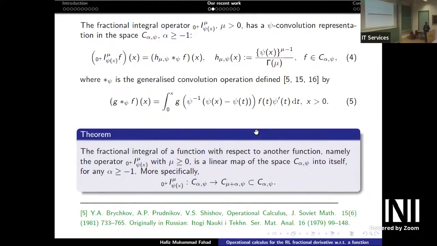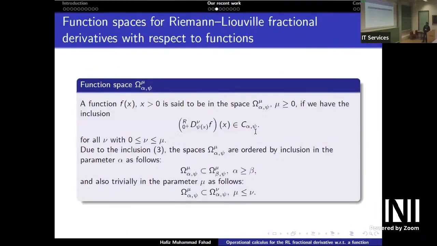Next, we have another important result which says the fractional integral of order mu with respect to a function psi maps the space C alpha psi in itself. Next, we define an appropriate function space for the fractional derivatives. A function f of x for x greater than 0 is said to be in the space omega mu alpha psi if we have this inclusion under these conditions, and also this space is ordered by the inclusions given in these relations.